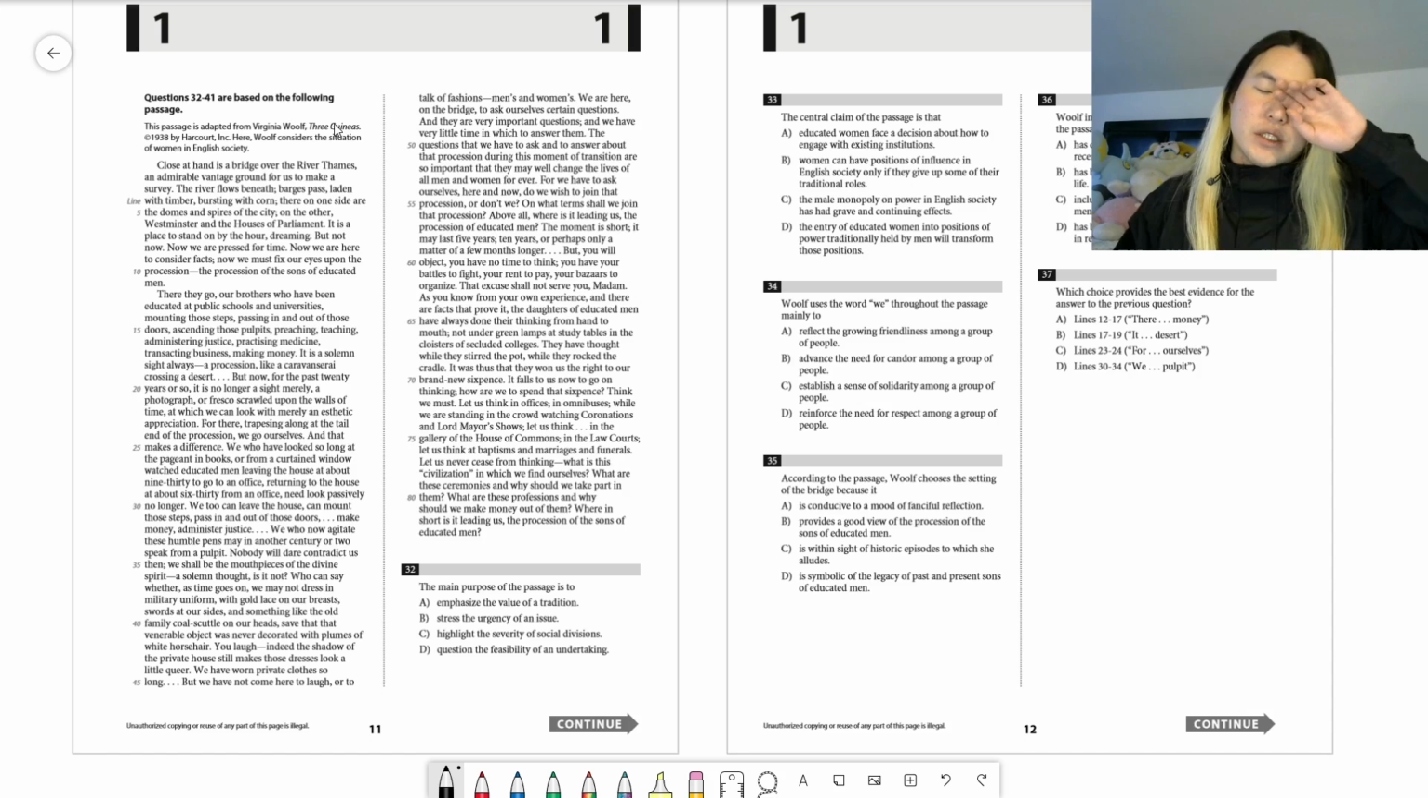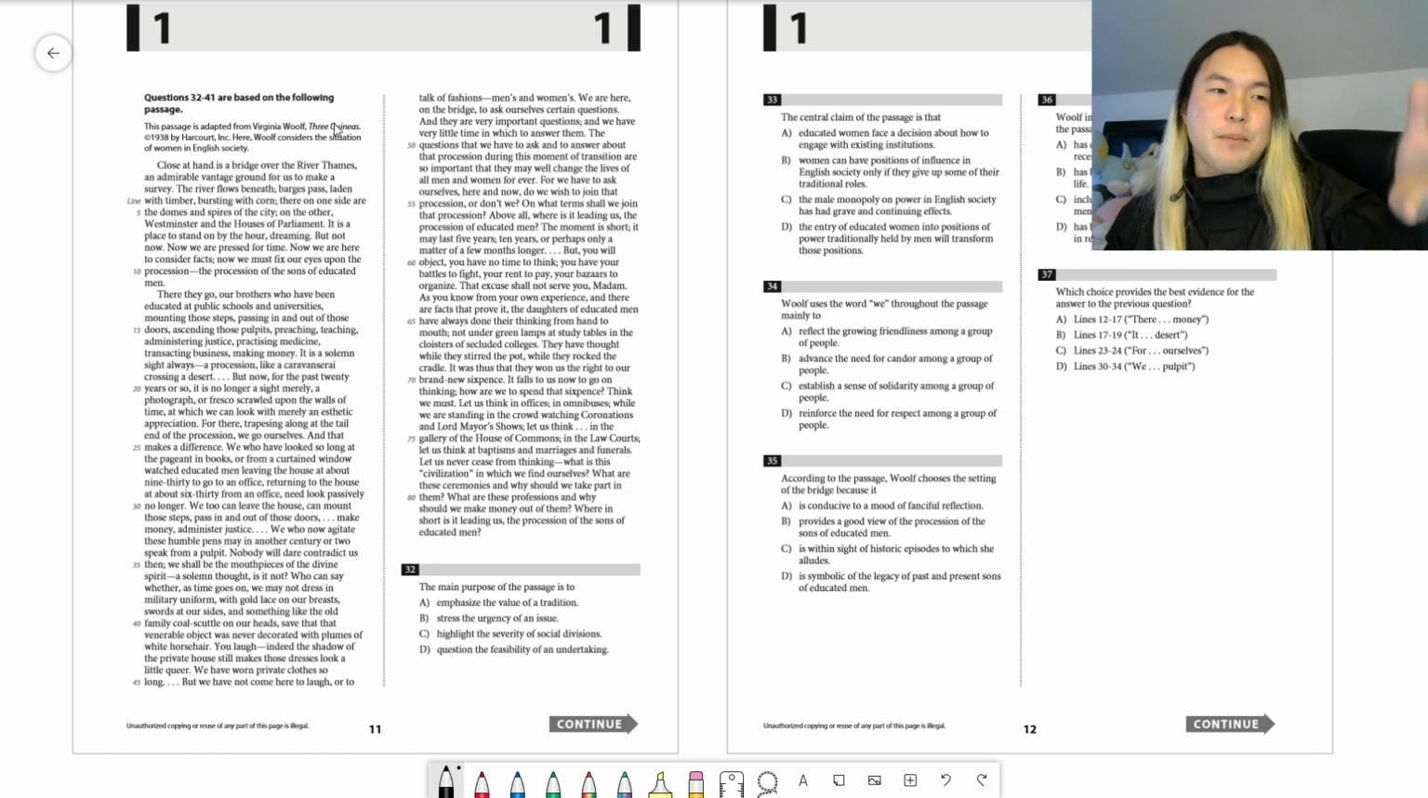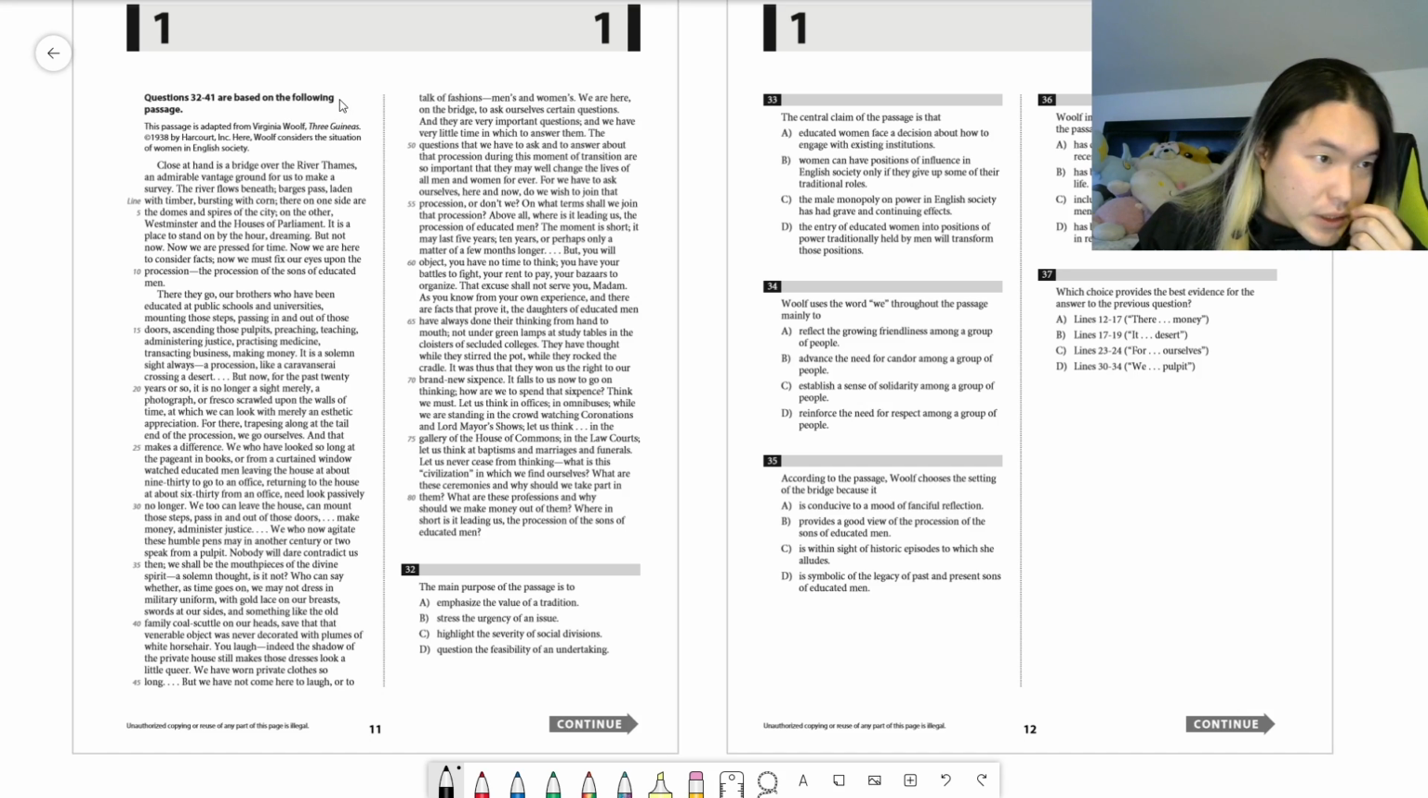Okay, so she's very interested in the procession of the sons of educated men. What does that mean? Let's read on to see what she's talking about.